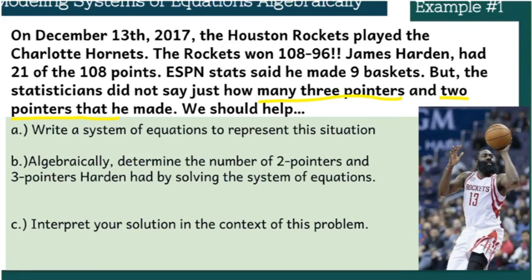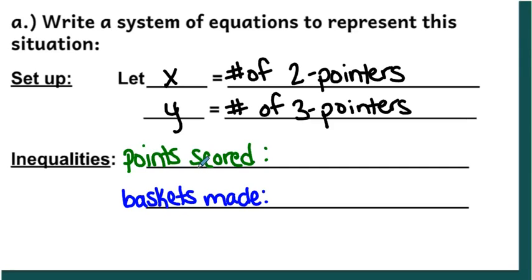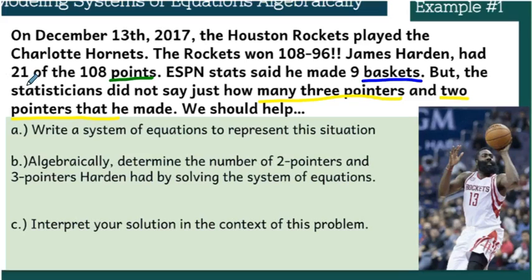Now, let's identify the 2 equations that we need to write. It looks like we're going to have one equation talking about the number of points that he earns, and another equation talking about the number of baskets he makes. Let's think about the number of points that he is earning. We know that he scored a total of 21 points that night.